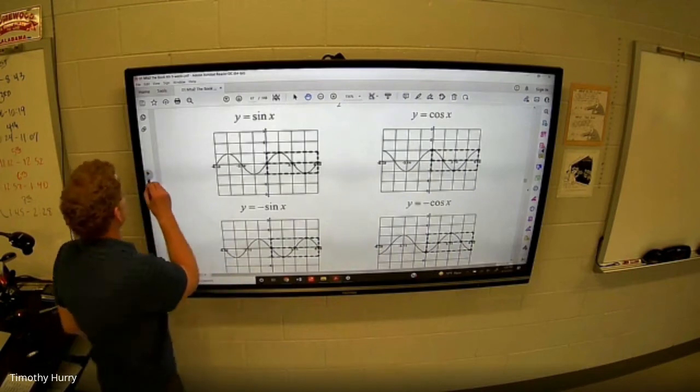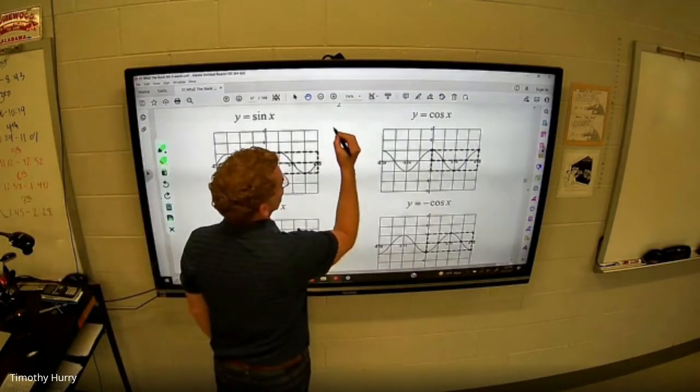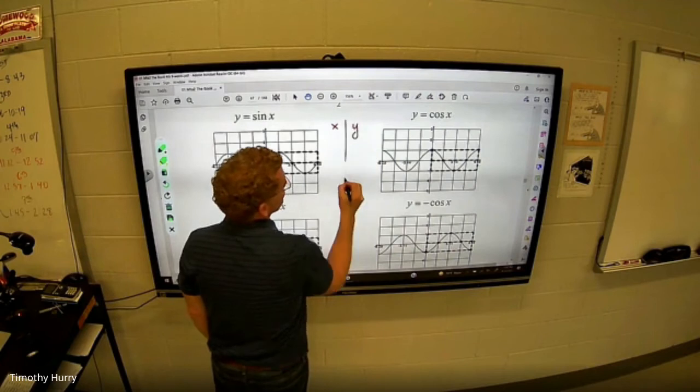So let's just make a chart. Pretend you don't see the graph there. Let's make a little XY chart. And this is how painful it would be to graph. Please don't ever do this.